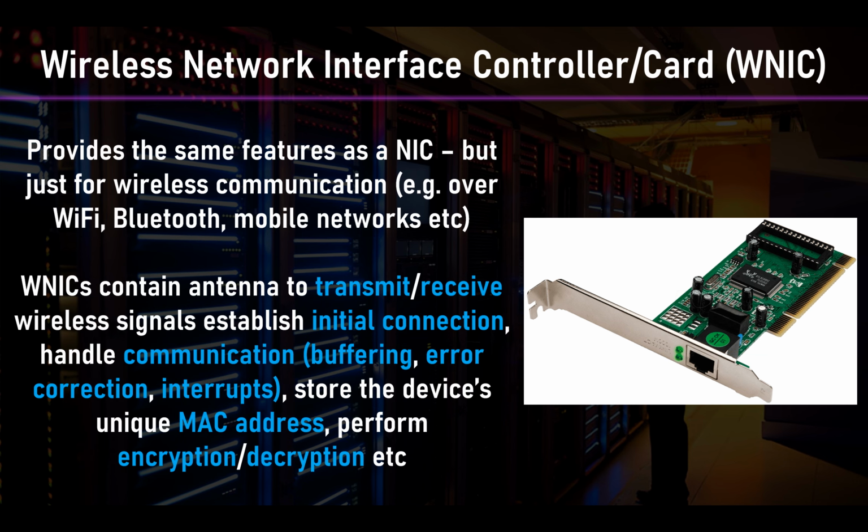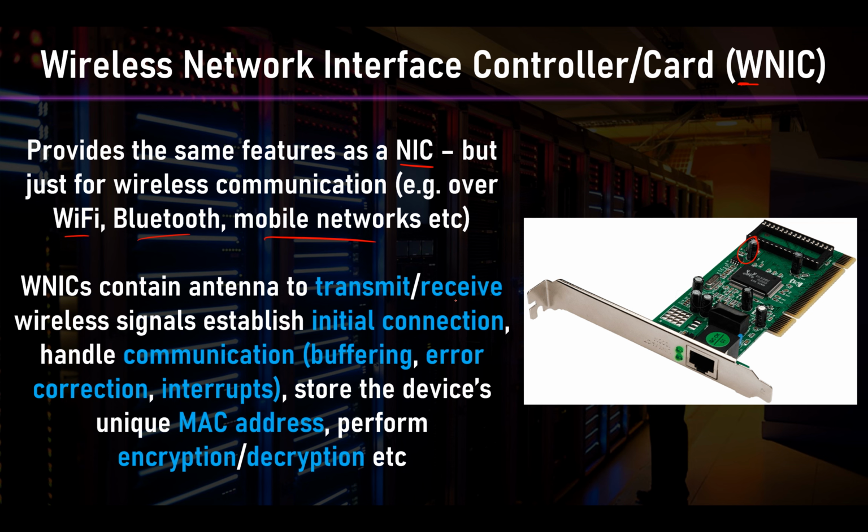Alright, so if we look at the wireless network interface controller, or again card, and if we notice this, it's just the same, but wireless. So it's going to provide the same features as the network interface card, but just for wireless communication, e.g. Wi-Fi, Bluetooth, and if it's a phone, also mobile networks. Wireless network interface cards are going to contain an antenna. I'm not sure which of these would be an antenna, maybe one of these might be the antenna.